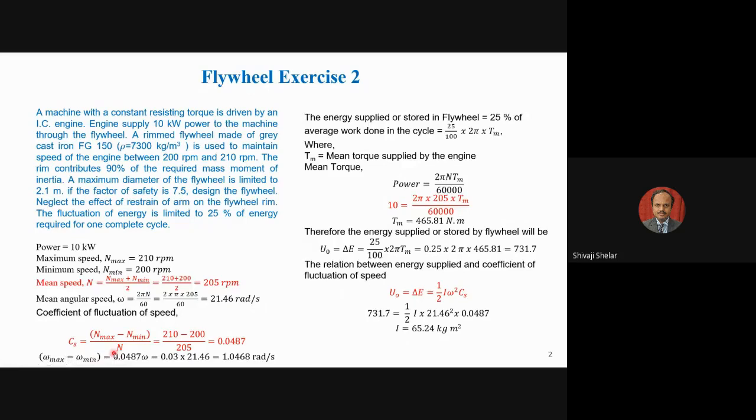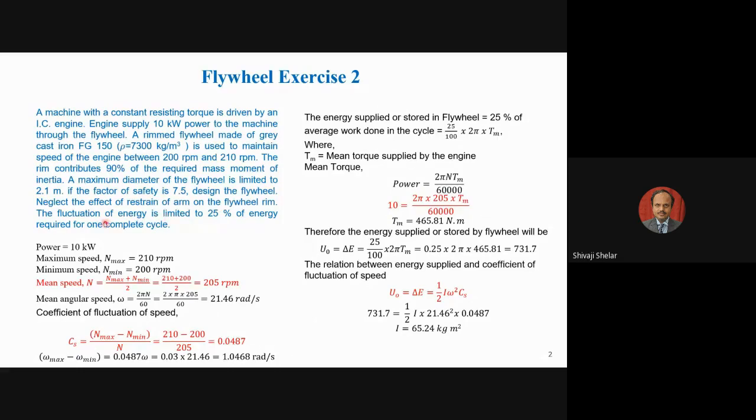Then we have omega max minus omega min, because Cs is again (omega max minus omega min) upon omega. So the Cs value is 0.0487, so omega max minus omega min will be 0.0487 into omega. The maximum variation in the angular speed will be 1.468 radian per second. So this much of maximum angular speed variation is permitted for the flywheel or for the shaft.